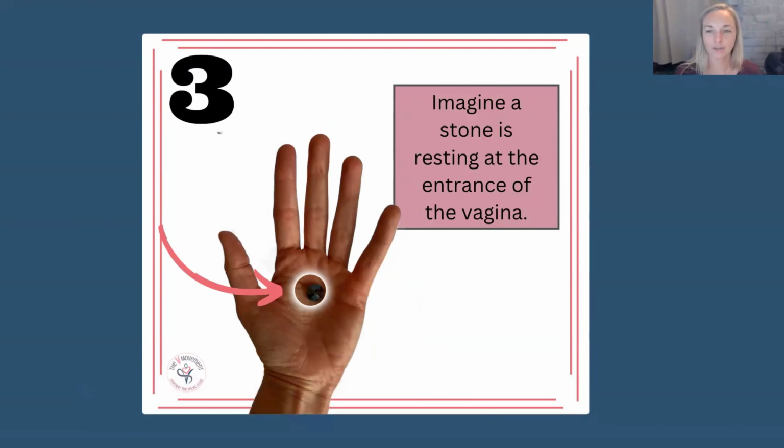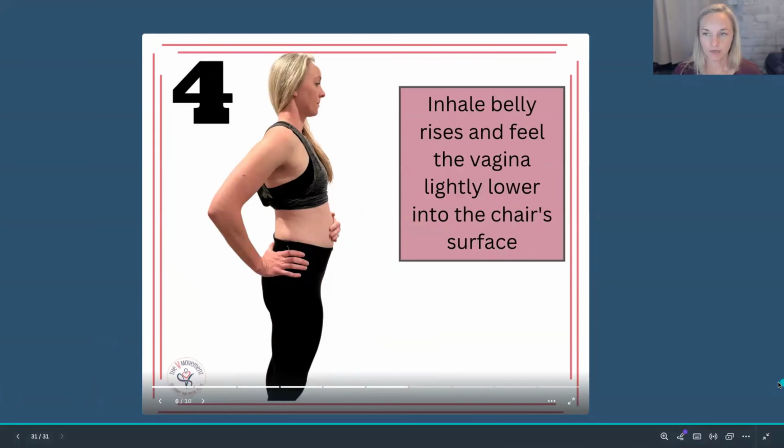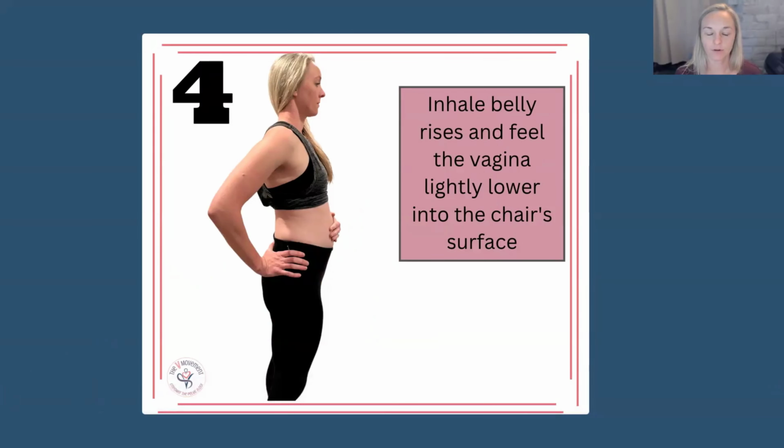So that's a little bit of visual imagery. I want you to imagine that there's a stone, nice soft round stone, a diamond, ruby, smooth stone that you're going to skip on the water. So imagine that stone is just resting at the entrance of the vaginal area, or again, right at the perineum area. From here, let's just keep that stone in your mind for a moment.